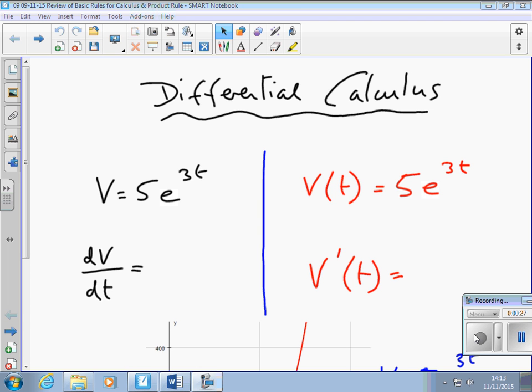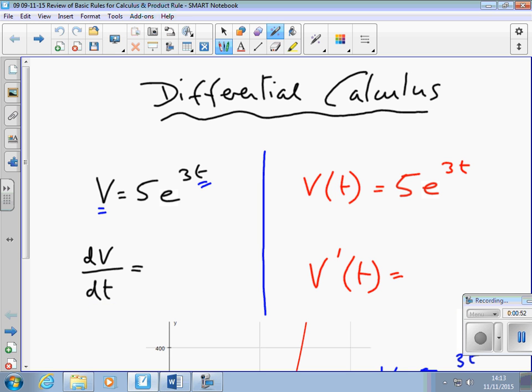But before we look at those, let's just review what we know about differential calculus already because of what we did last year. First off, there are two different ways we can represent the differential. One is dv by dt, is how we'd say this. So why is it dv by dt? V because that's what's called the dependent variable, and t because that's the independent variable.